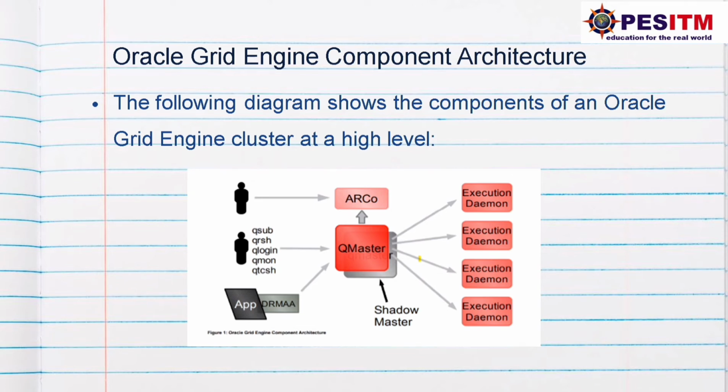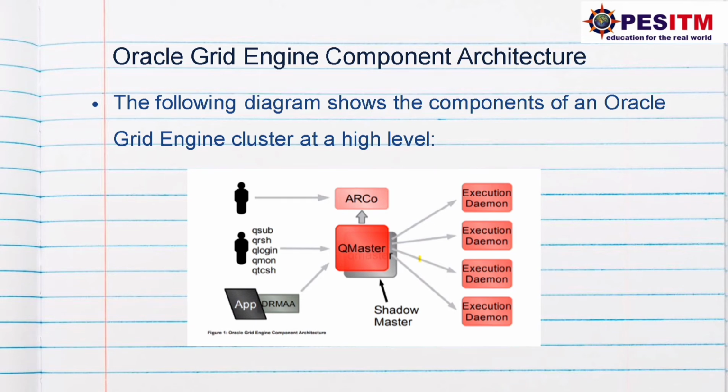DRMAA provides a programmatic interface for applications to submit, monitor, and control jobs. The Oracle Grid Engine software comes with C and Java language DRMAA bindings, making it possible to use DRMAA for a wide range of applications.